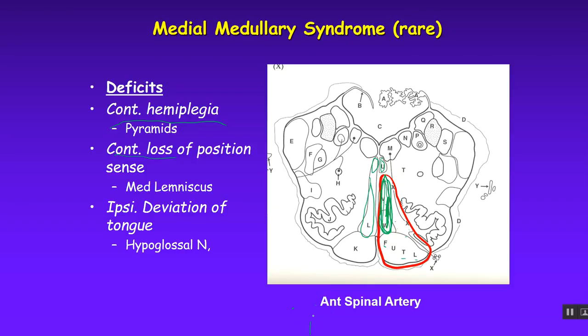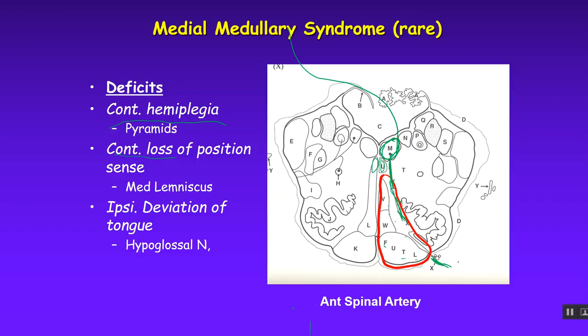It's a sensory tract. Then we'd also have ipsilateral deviation of the tongue. Here's the hypoglossal nucleus right here, and it extends into that region, and it has been blocked. So you damage the hypoglossal nerve as it exits out, but you're actually blocking the nerve itself, not a descending corticobulbar tract that's coming down to tell it what to do. You're actually blocking the nerve, so you have ipsilateral deviation of the tongue.